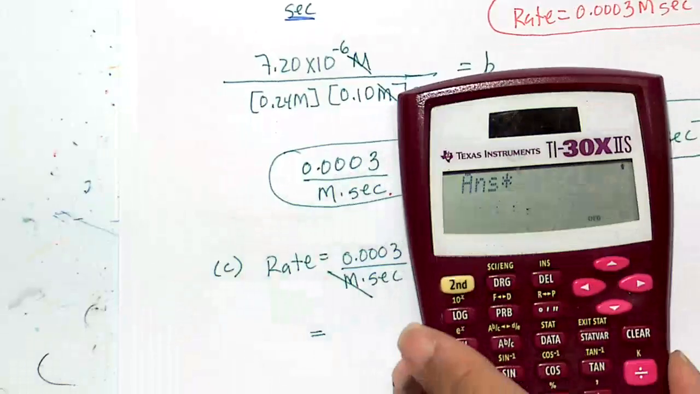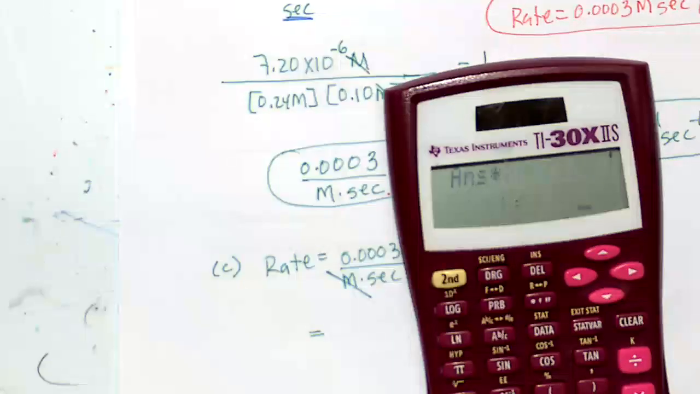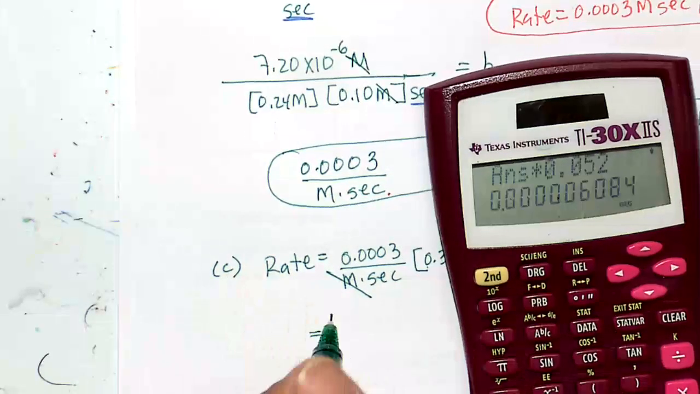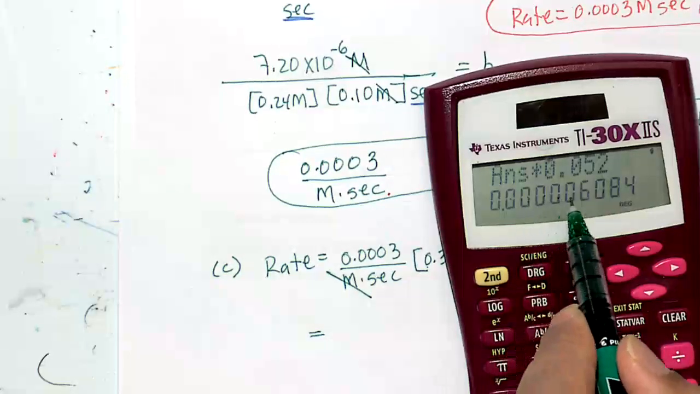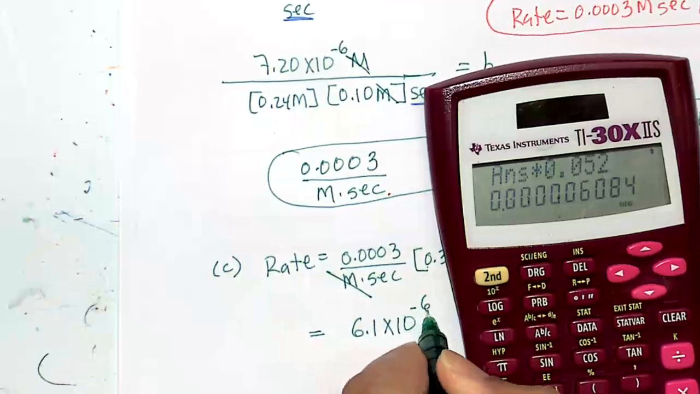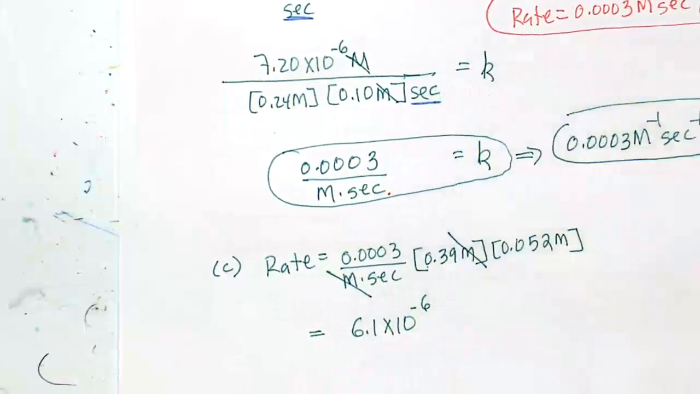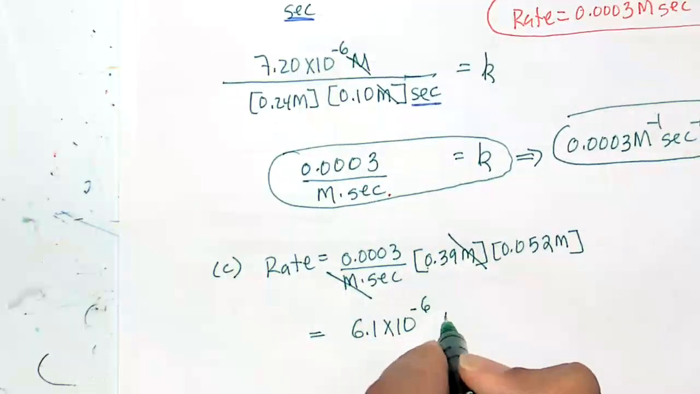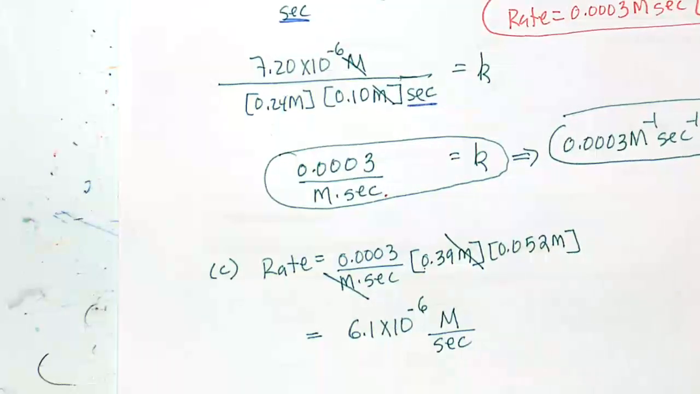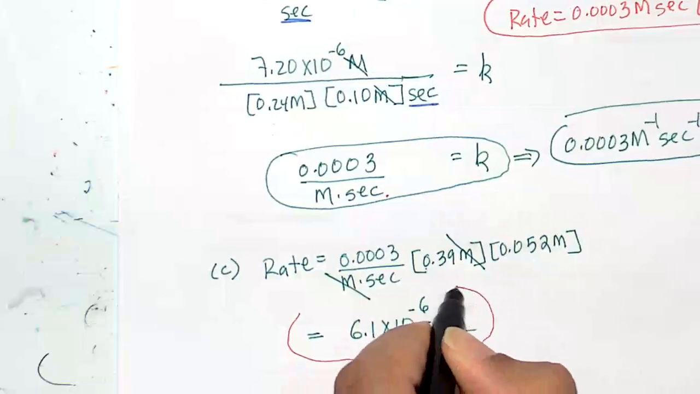0.0003 times 0.39 times 0.052. 6.1 times 10 to the minus 6. And then don't forget our units, molarity per second. So this is our final answer for this, and you just plug it in.